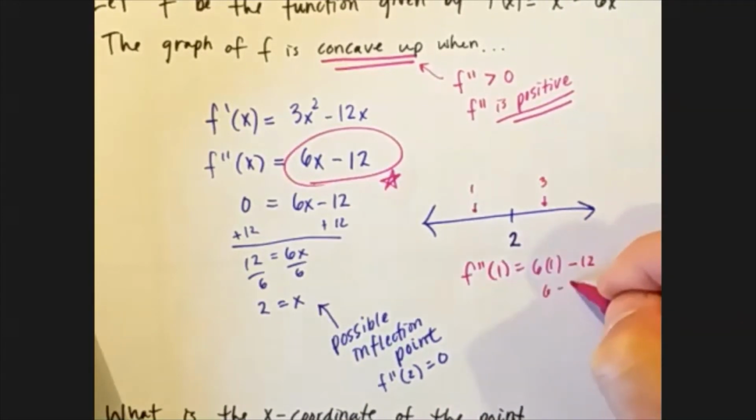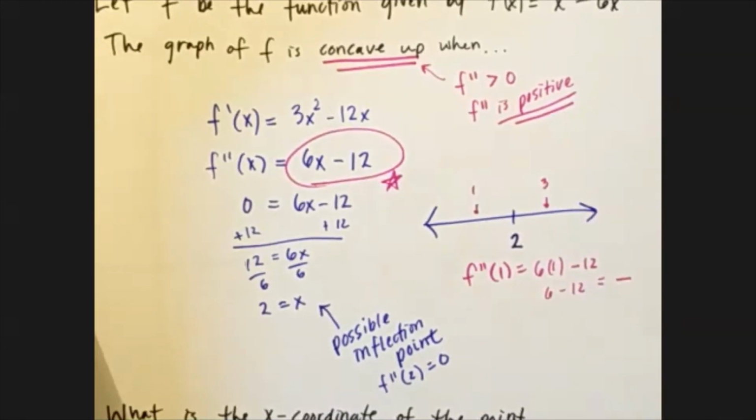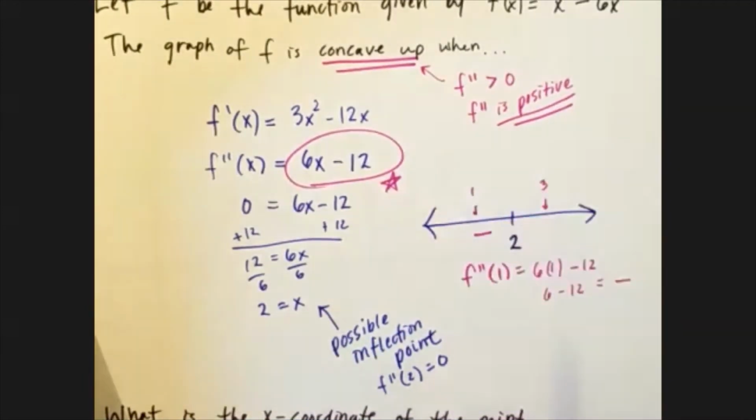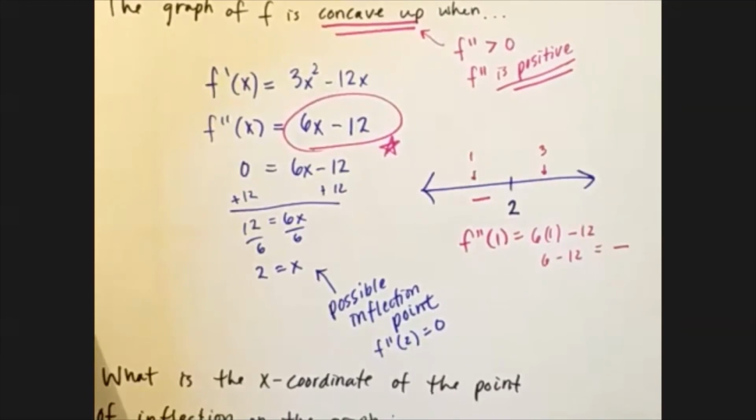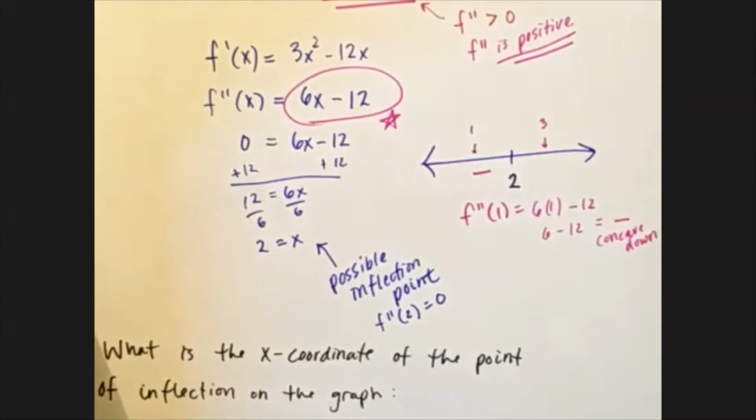That gives me 6 minus 12, which is negative 6, but let's just pick out the key information. It's going to be negative. And let's go back to Kyla. If I know that that's negative on that interval, does that tell me concave up or concave down? Concave down, right? Thank you. So Zymera, we found concave down to the left.